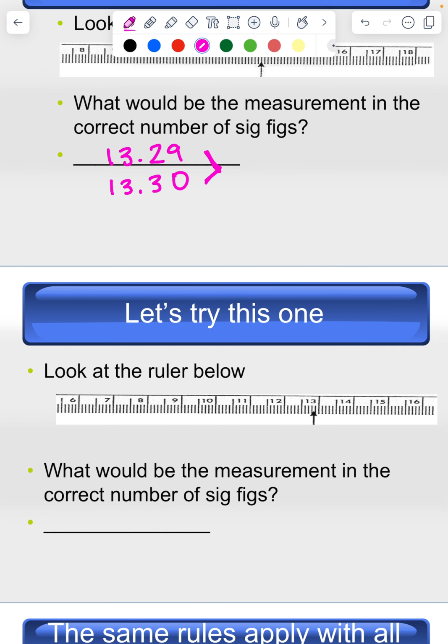What about this one? We go to the last known. I would say that the last known would be about 12.8. And then I'm seeing that it is between the 8 and the 9, so I would say about 12.85 for this one, with that 5 being the estimated digit.